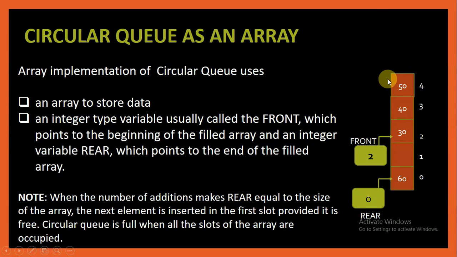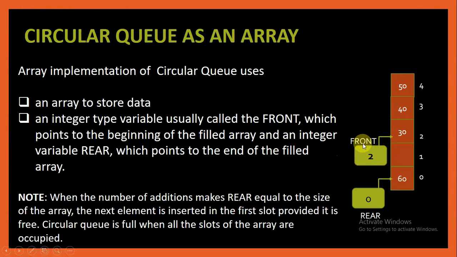This is nothing but an array, and in this case you can store 5 elements from 0 to 4, and then there is an integer type variable front which contains the index number of the very first element of the queue, and rear contains the index number of the last filled element of the queue. The special thing about circular queue is when the number of additions makes rear equal to size minus 1 of the array, the next element is inserted in the first slot provided it is free.